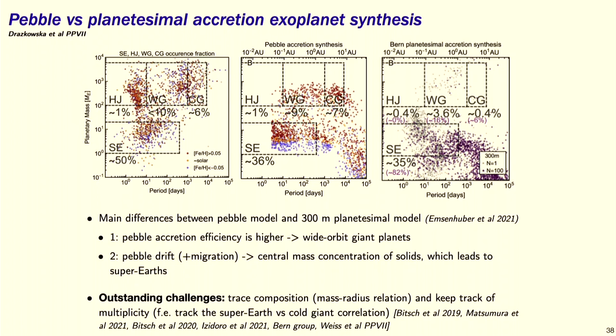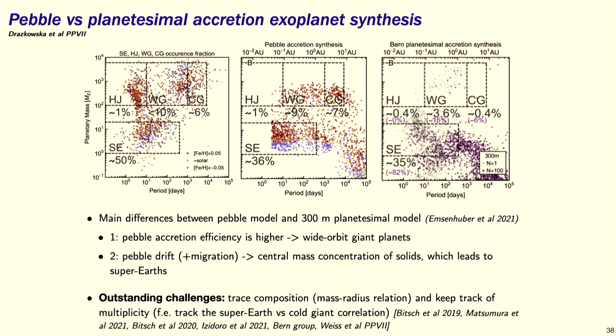There are other ways they've explored to get planets in wider orbits, for example, by considering multiple planets in the same simulation, so that's pretty advanced with n-body simulations. Then you see that you can get this cold giant fraction right, at a 6% level, but that comes at the cost of overproducing the population of super-Earths, 82%.